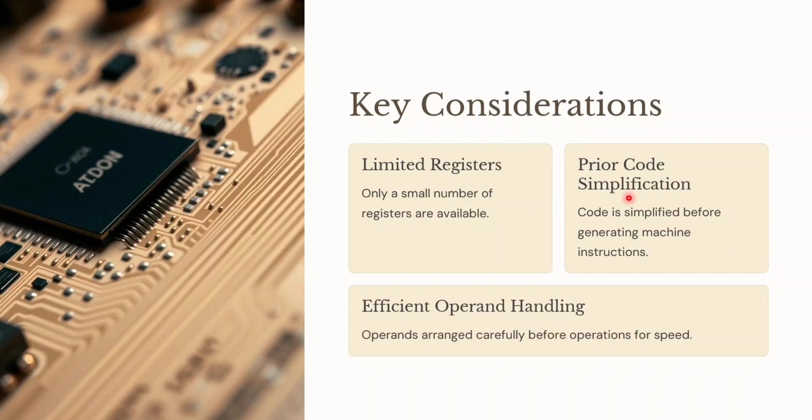In that, before generating the final code, we simplify it. For example, a = b + 0 can be simplified to a = b. This reduces the instruction count and improves speed. Next one is efficient operand handling. In that we need to arrange the operands to avoid unnecessary swaps.